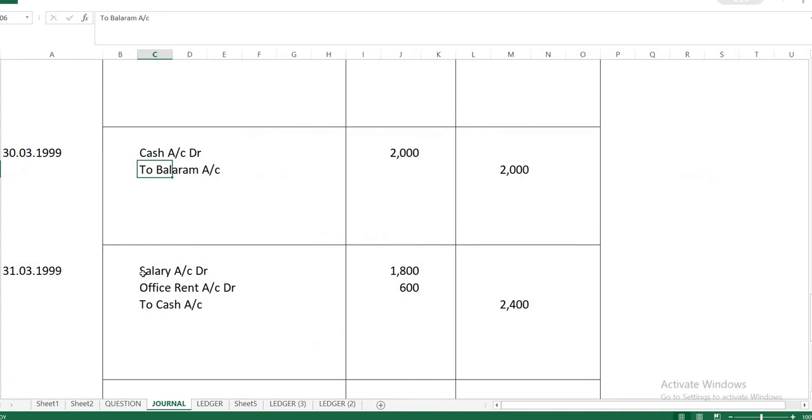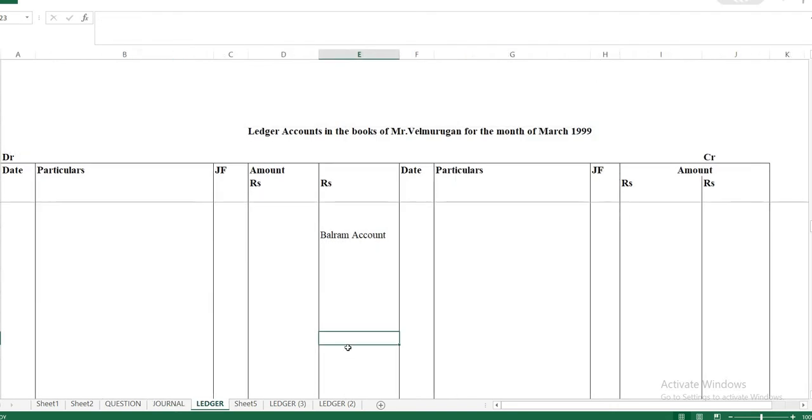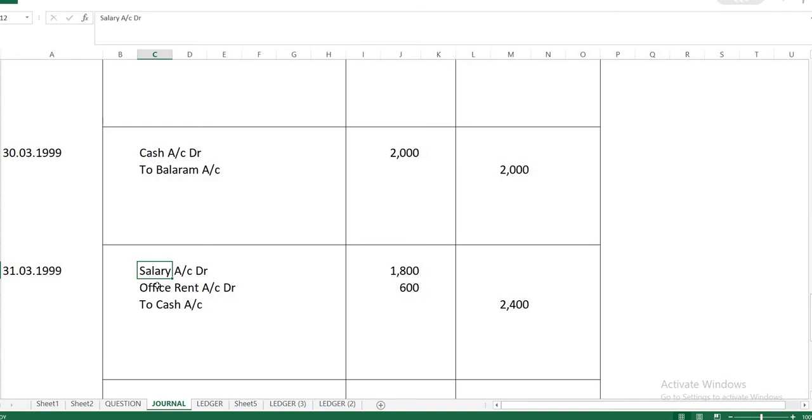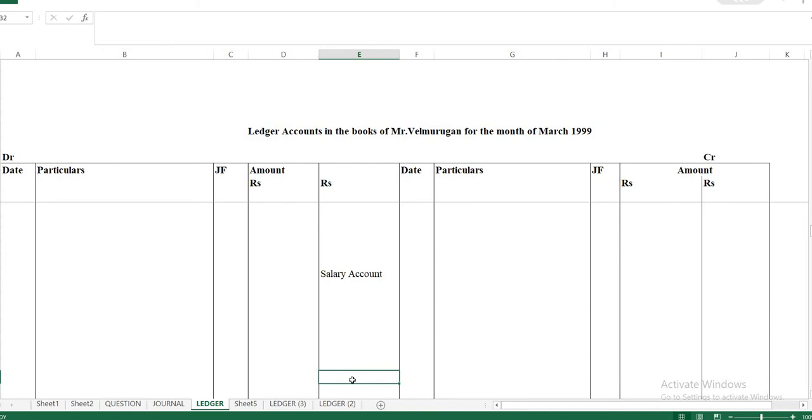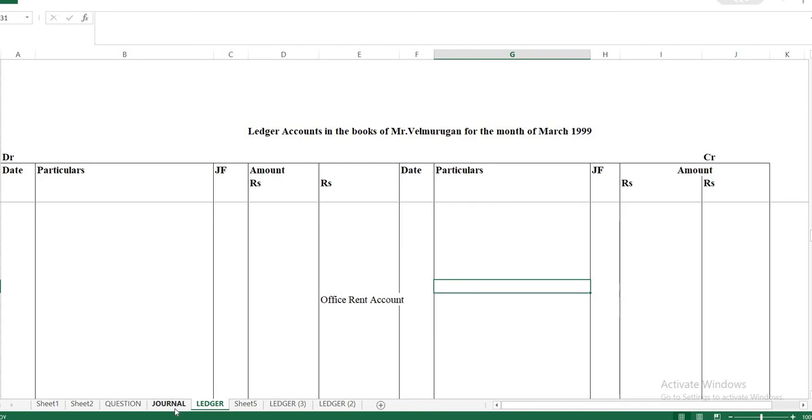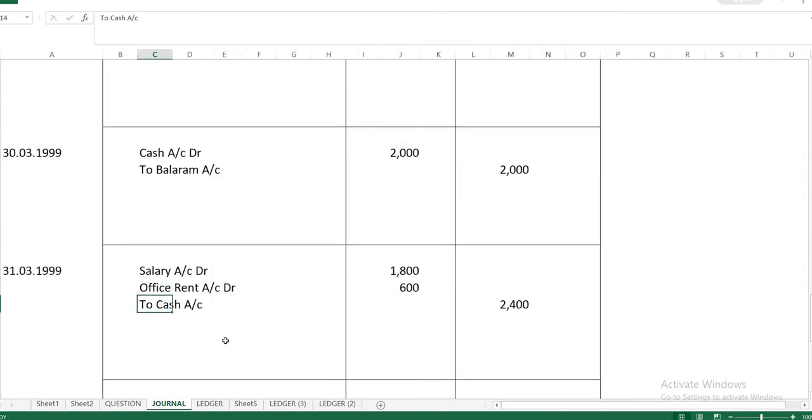Next, salary: we have not yet prepared that account. So salary we have to give, salary account. Then give some space. Again, office rent we didn't prepare yet. So you just mention office rent account. Then what else we have to do? Cash account already has been done, so no need to prepare cash account again.